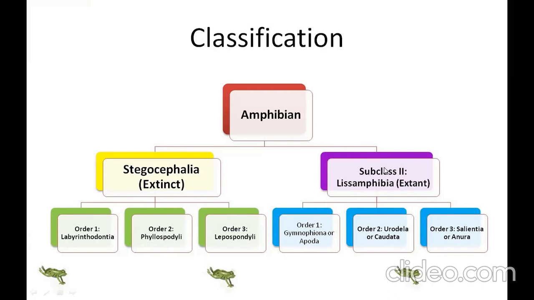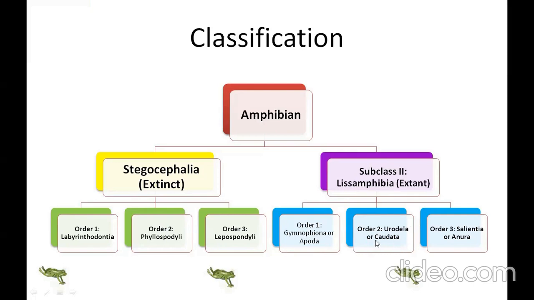And let us move on to the extant or living group of amphibians, which comes under subclass 2, Lissamphibia. The first order is Gymnophiona or Apoda. Apoda is also called Caecilia. A means absence, poda means legs. So in this Gymnophiona or Apoda, the legs are completely absent.